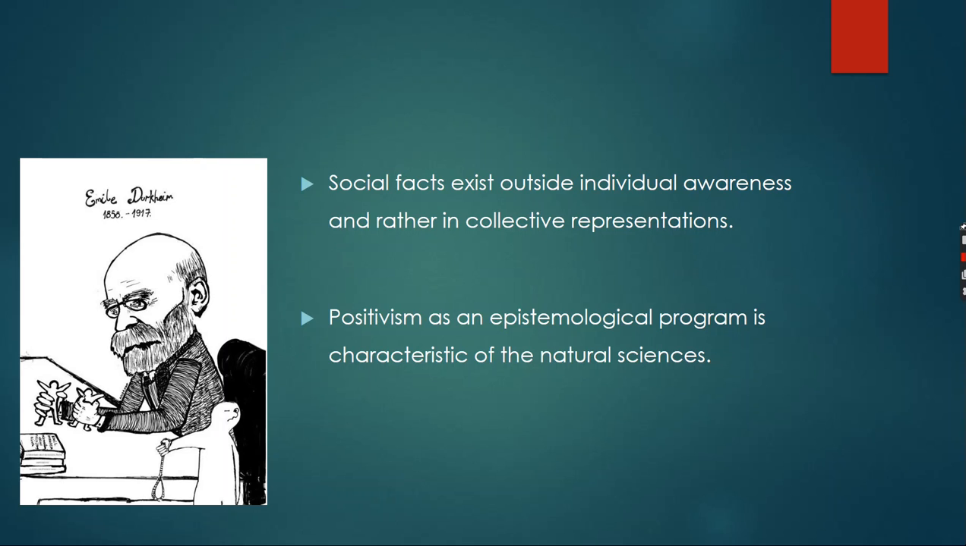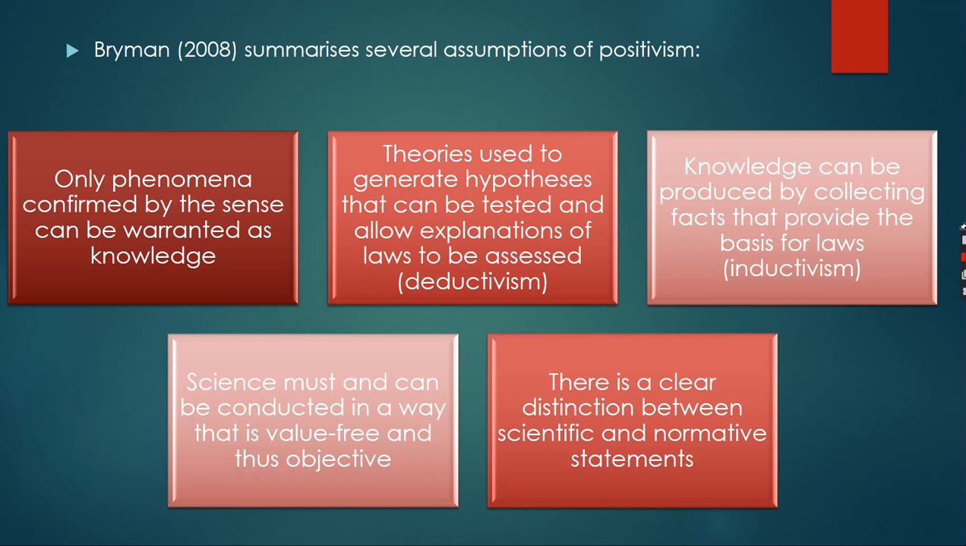Another important figure in positivism is basically Emile Durkheim. Right. He says that social facts exist outside individual awareness and rather in collective representation, right? It is a characteristic of natural sciences. Social facts, the conditions around an individual, are what influence an individual in a society, performing character in society and so on.